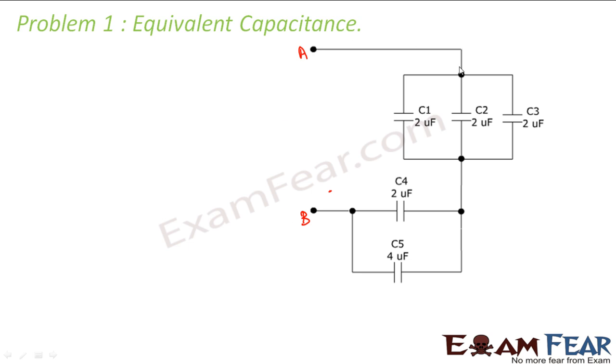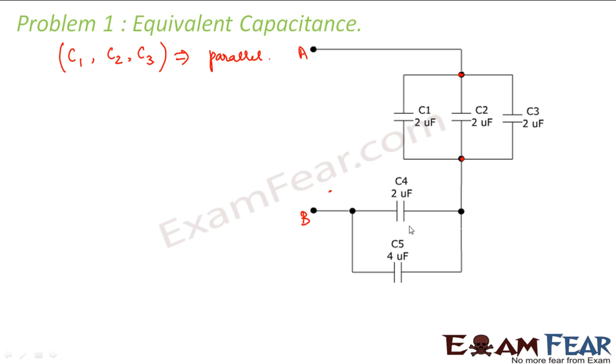So if you start from A and come to this point, what do you see? This is the starting point from where the 3 capacitors are joined, and all the 3 capacitors end at the same point. That means for all these 3 capacitors, both their ends meet at the same point, so these 3 capacitors are in parallel. If both the ends of the capacitor meet at the same point, they are across the same potential difference. So C1, C2, C3, these 3 are in parallel combination.